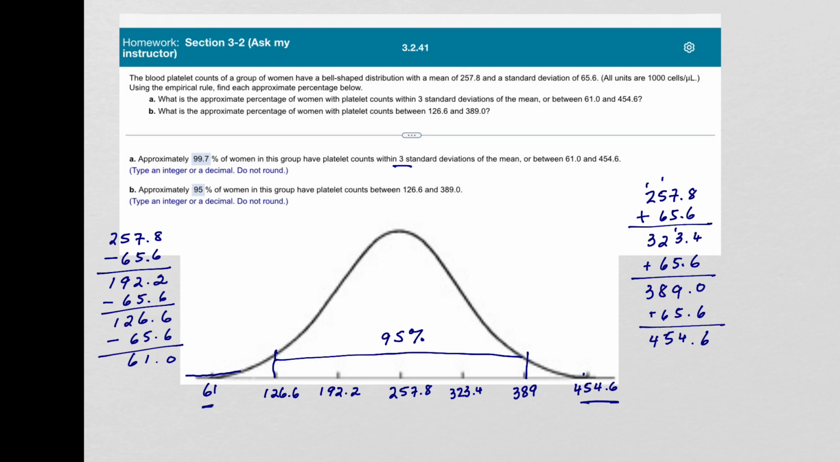So this empirical rule is also sometimes called the 68, 95, 99.7% rule, because it's 68% falling within 1 standard deviation, 95% within 2 standard deviations, and 99.7% within 3 standard deviations. So that's how you do that problem.